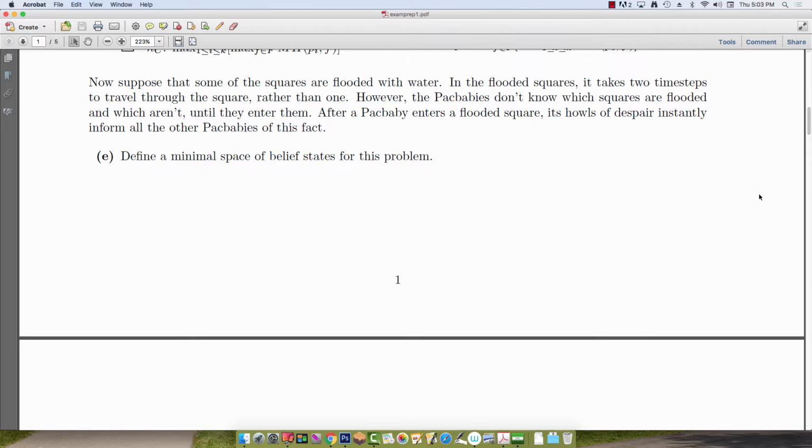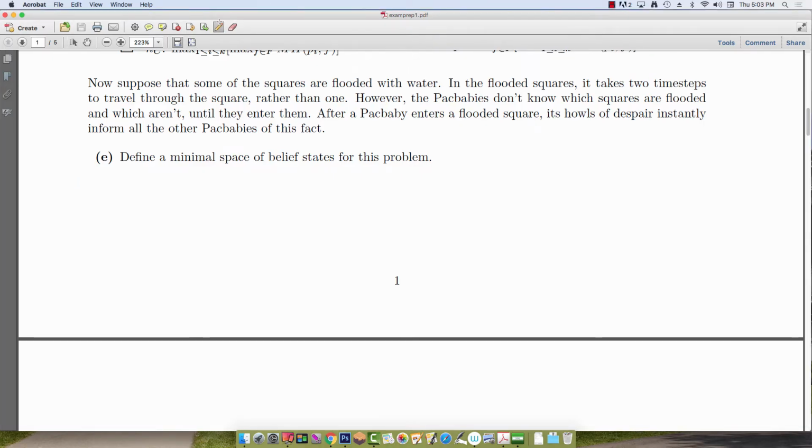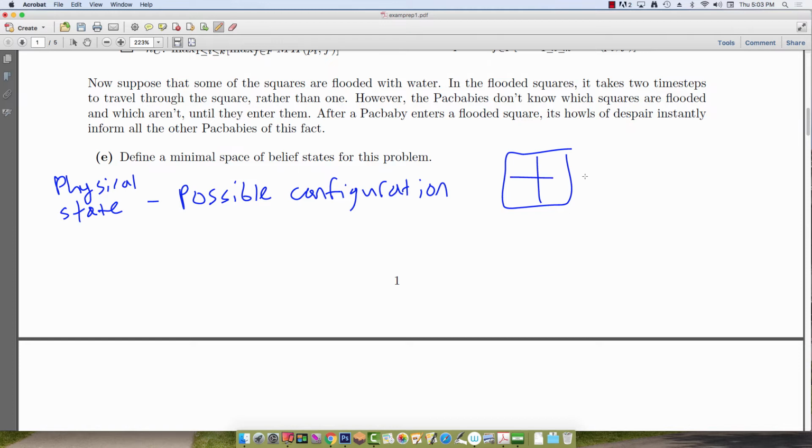So let's go ahead and define a minimum space of belief states for this problem. Before I define what a belief state is, let's define what a physical state is. A physical state is an actual possible configuration of the board. An example of a physical state, if there's a 2x2 grid, is, for example, dry, dry, dry, dry. This is one actual possible true configuration of how the board is set up.